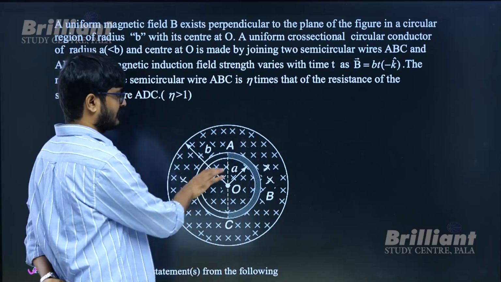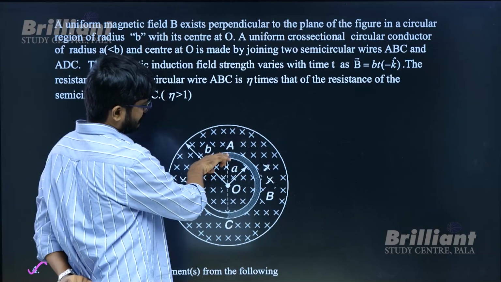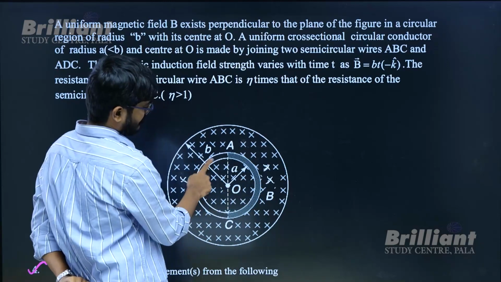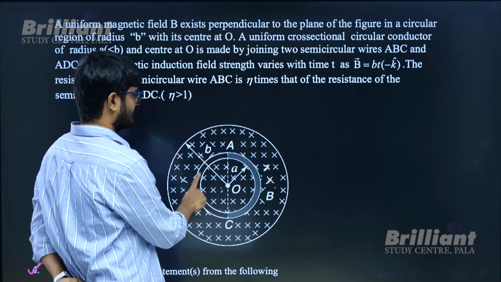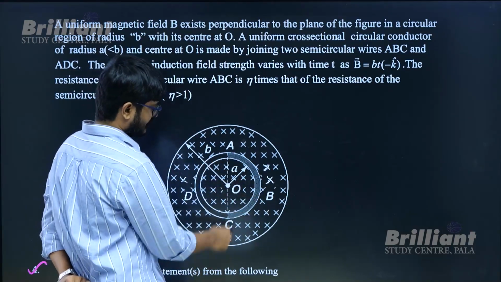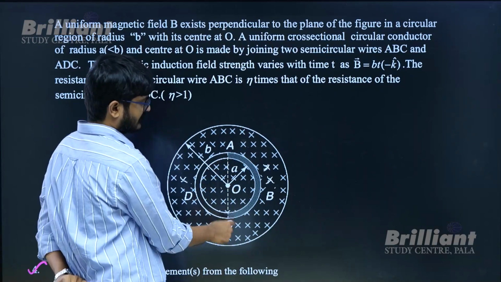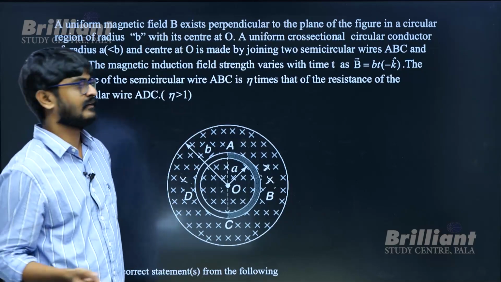If not more, then what will happen? Then current in this one will be less, current in this one will be more. It is not a steady state. So when current in this one is more and current in this one is less, there will be charge accumulation happening. Now because of charge accumulation, what will happen? Electrostatic field will come into the picture.